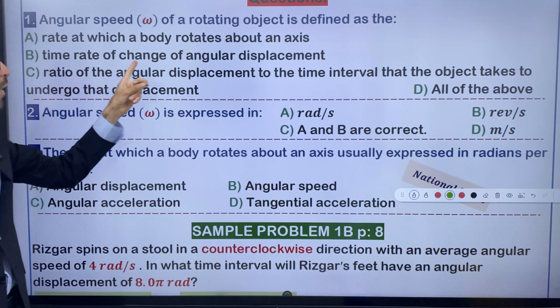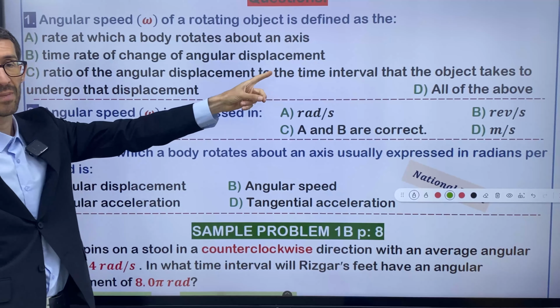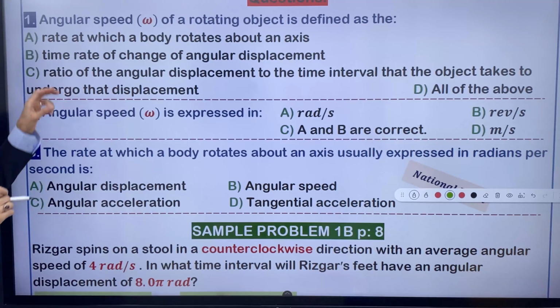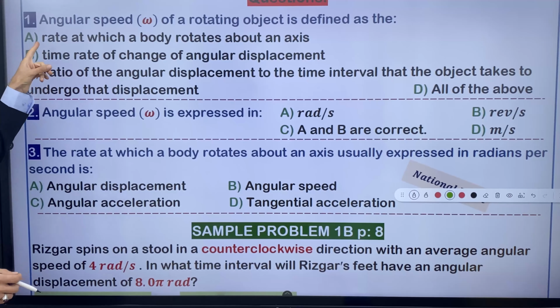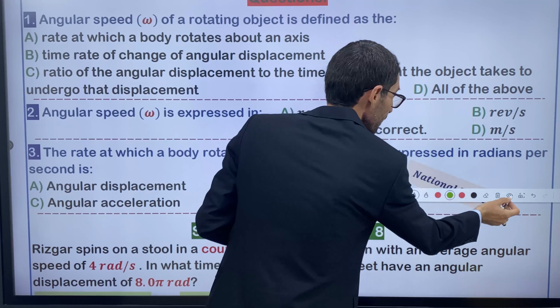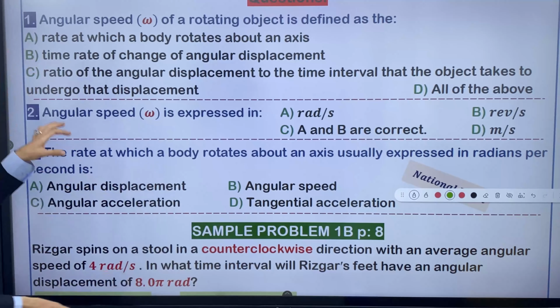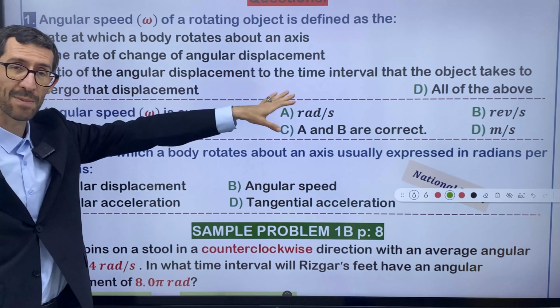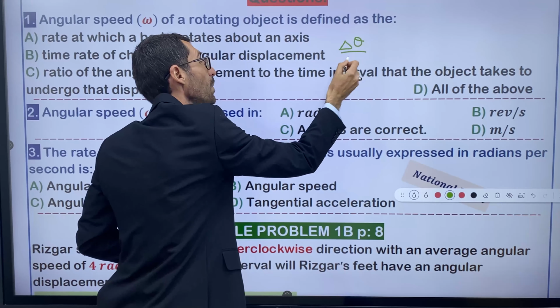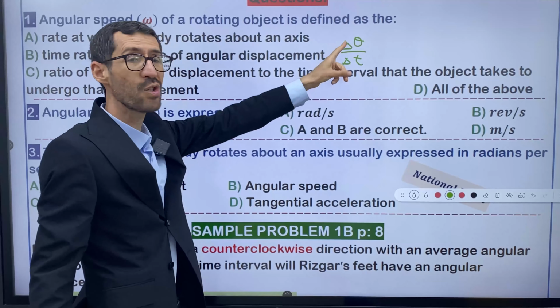B, time rate of change of angular displacement. Keep in mind that whether it mentions time or does not mention time in front of the rate, rate means time rate, right? So it says the time rate of change of angular displacement, it's right, means delta theta divided by delta t. Time rate of change of angular displacement.